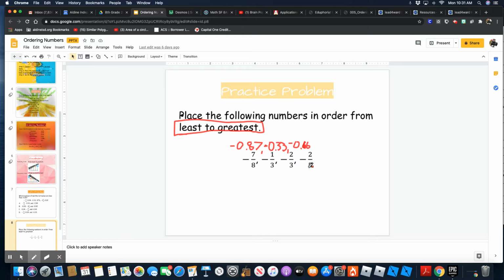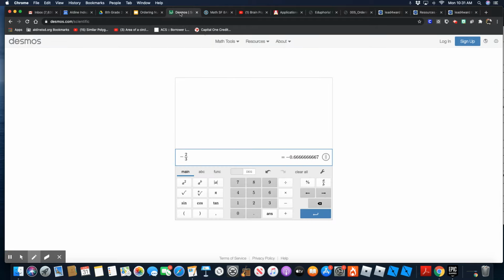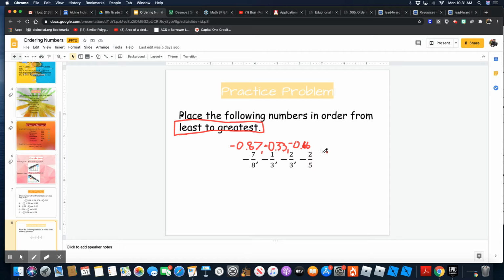And then finally, I've got -2/5. We actually did that one in the previous example, but let's do it again. -2 divided by 5 gives me -0.4. Right? So -0.4. All right, now I want to order these from smallest to biggest.